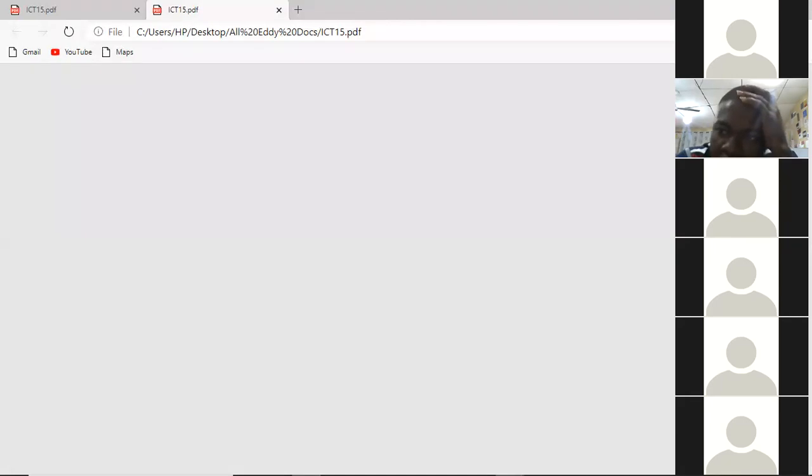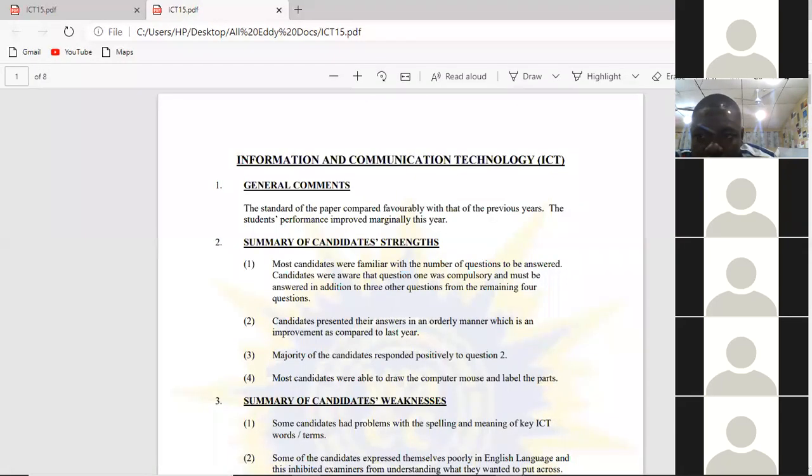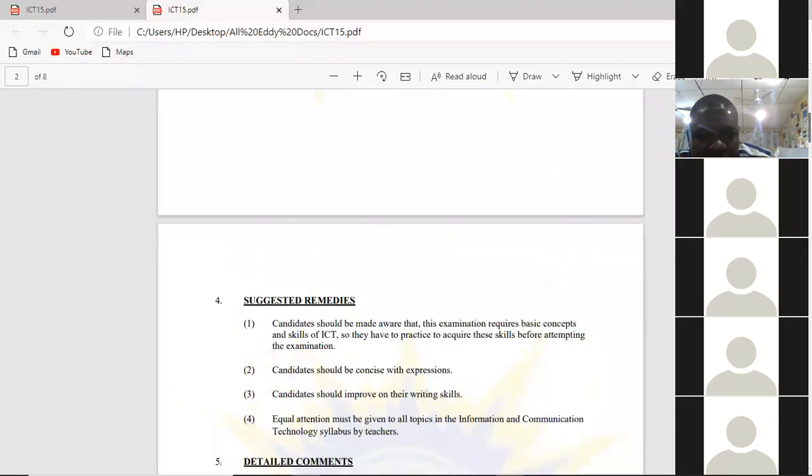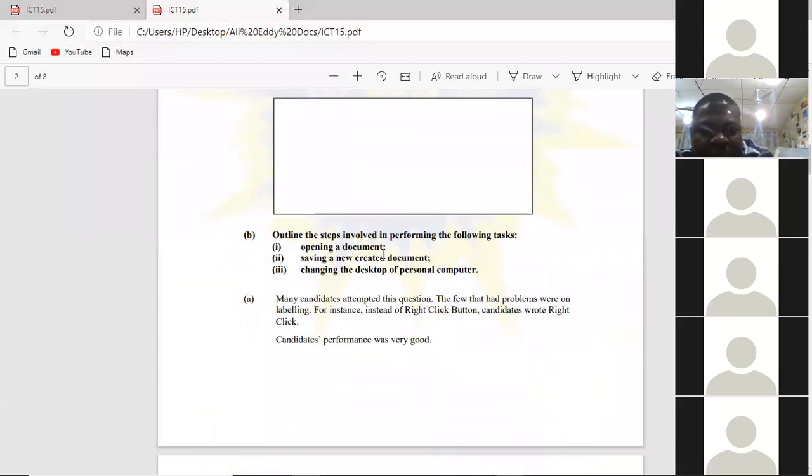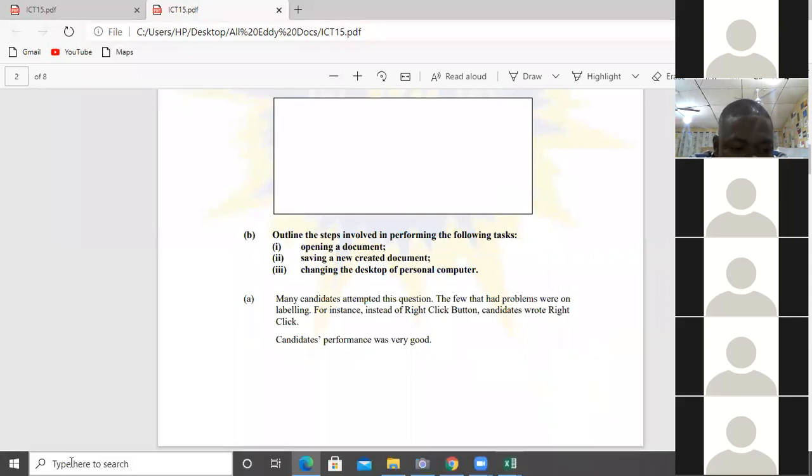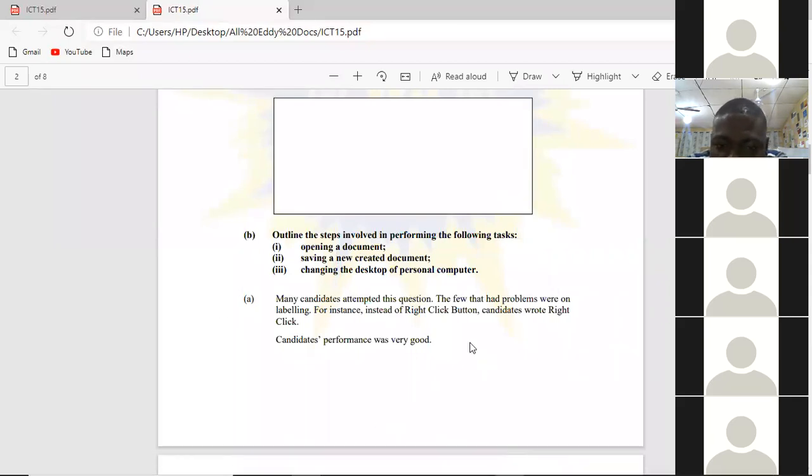Okay. All right, so that is opening of document for you. Please take note of that. What about saving a new created document? What are the steps? So keep that in mind. Go and find out the steps in creating a new document and the steps in changing the desktop of a personal computer.